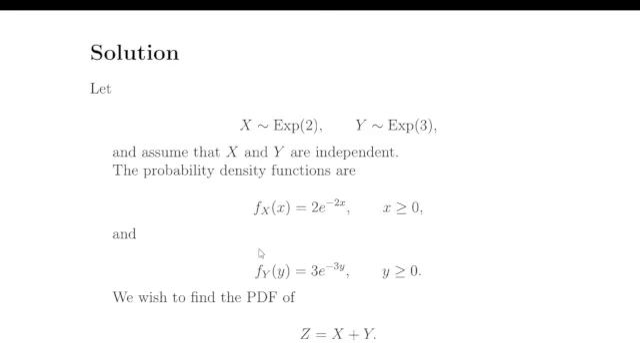Let x and y be independent random variables where x is exponential with rate 2 and y is exponential with rate 3. Find the PDF of z equals x plus y. So let's start off with the probability density functions.